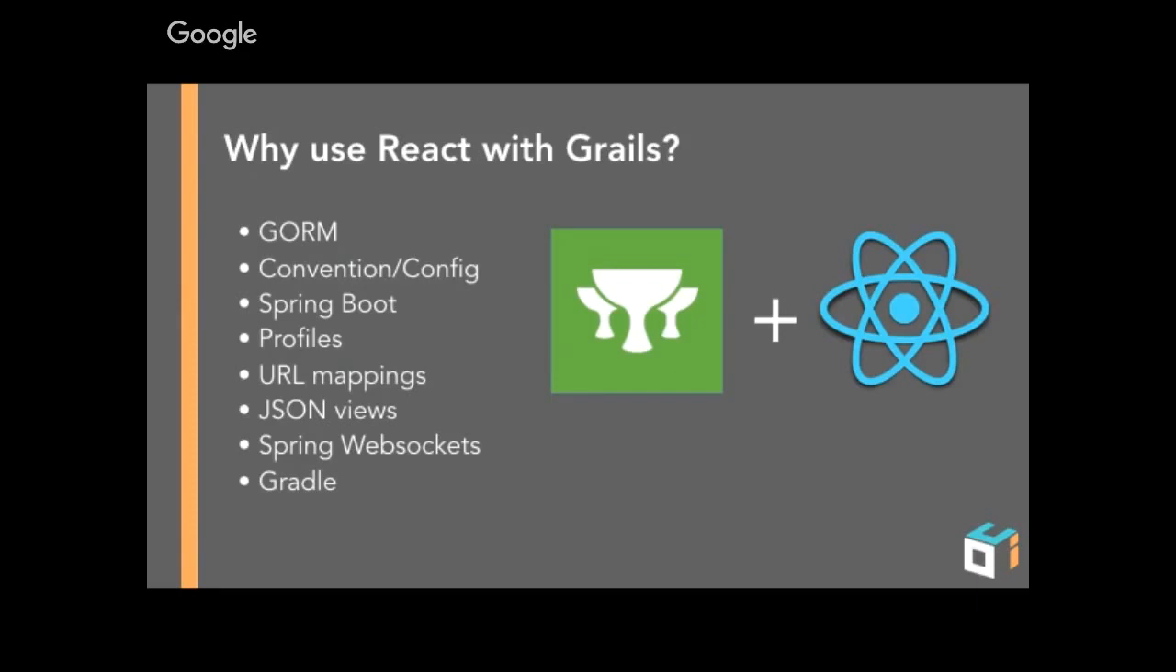We can generate RESTful URL mappings. We can customize the output of our API through JSON views. So just like we have a view with HTML, for instance, we can describe our view as JSON and say, here's how we want our JSON to look, how we want to format it. We have support for things like WebSockets through the Spring WebSockets library. It uses the Gradle build tool, which gives us a lot of cool features like multi-project builds. At the top there, I have GORM, the Grails object relational mapper. It gives you a really slick API for almost every data source imaginable.